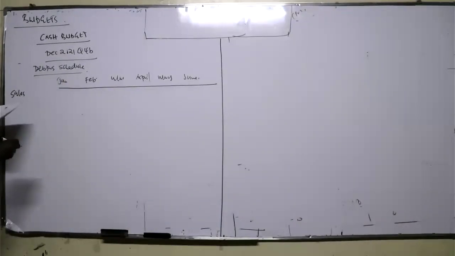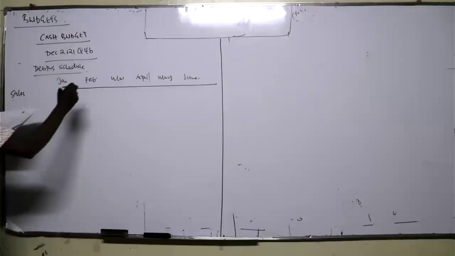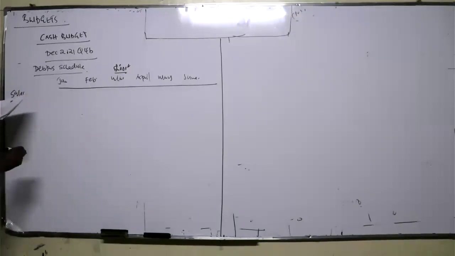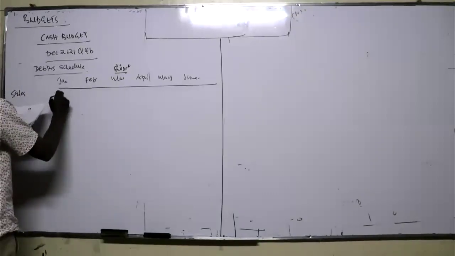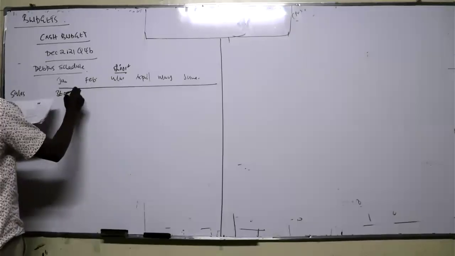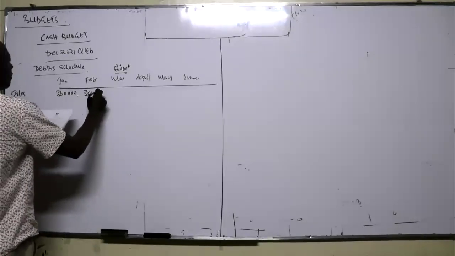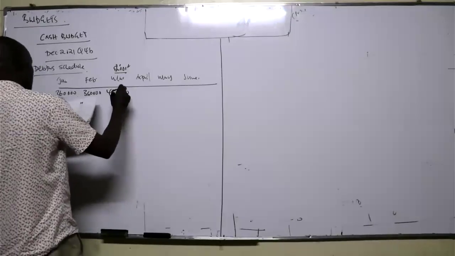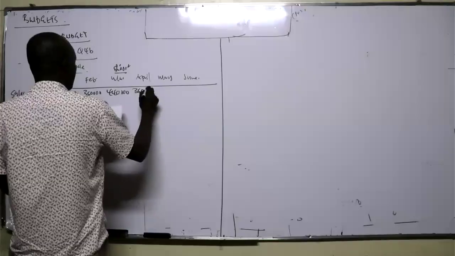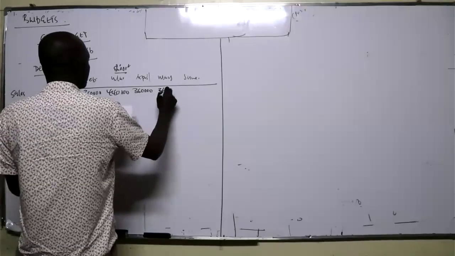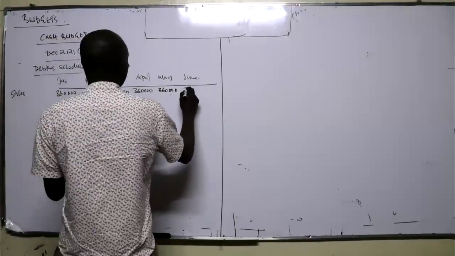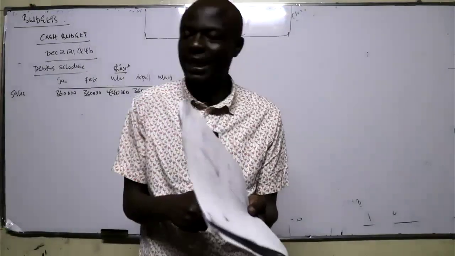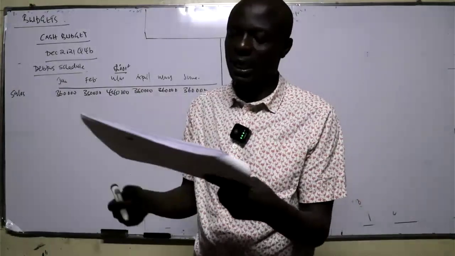So sales, these are shillings in thousands. Sales for January is 360,000. Can you see it? 360. This other one is 350, 440, 350, 360, 300. So all the sales are on credit because we've not been told there are any cash sales, isn't it? So all the sales are on credit.